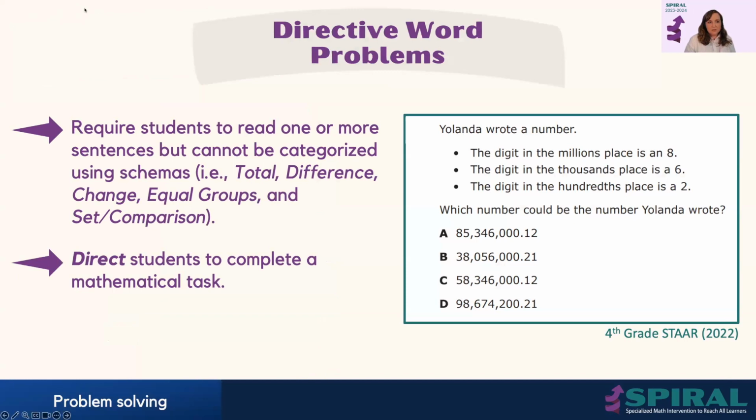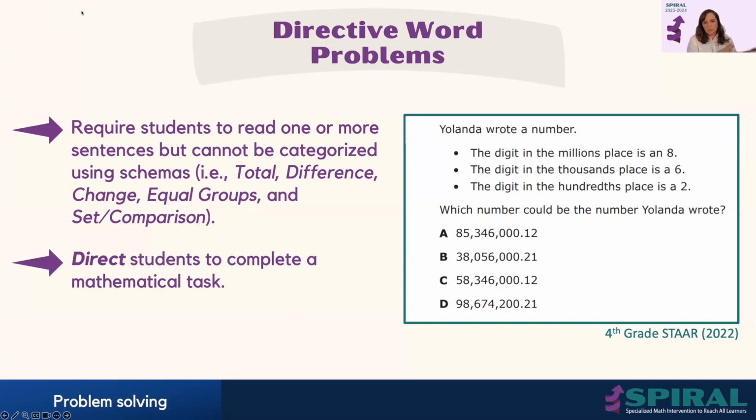Now, this is a directive word problem because students have to read the word problem, but the word problem gives them a direction to do something. So here, the students are directed to identify the number that Yolanda wrote. Students aren't reading this word problem and taking information and using it to add, subtract, multiply, and divide. That would be a routine word problem.